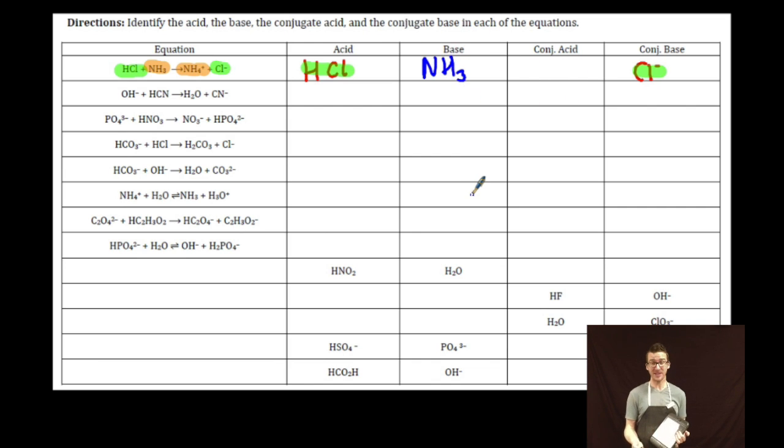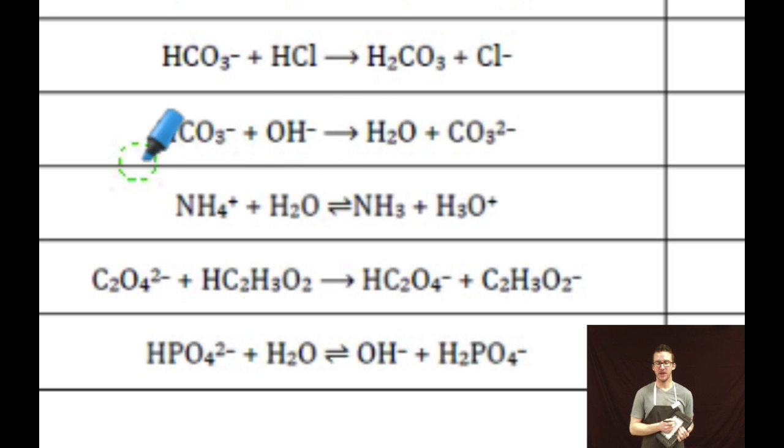Its conjugate acid is going to be what forms after it gains that hydrogen ion. In this case, NH4+. So our second conjugate pair is ammonia and the ammonium ion. Okay, I'm going to skip down a few. Let's take a look at this equation here, the reaction between the hydrogen carbonate ion and hydroxide ions.